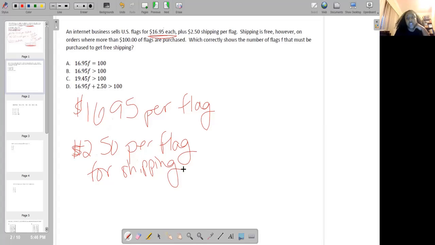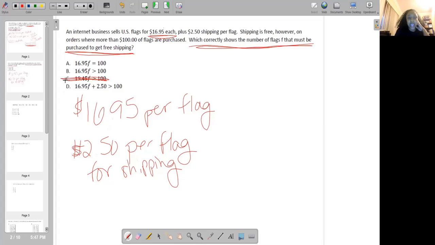However, we're concerned with the one that shows how many flags we need in order to get free shipping. So if we're only focused on getting free shipping, what we don't want to do is add $16.95 and $2.50. Now, you might want to, but the reason you're not going to add it is because we're not going to have to pay that $2.50 for each flag, as long as the amount of flags we've purchased is above $100. So we don't want to add it, which means it's not going to be C, because C is when you take the shipping and the cost and add them together.